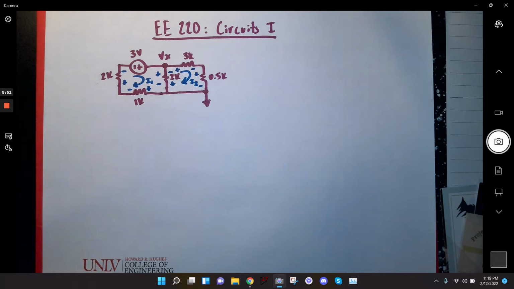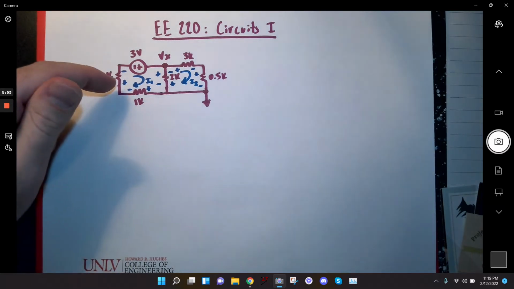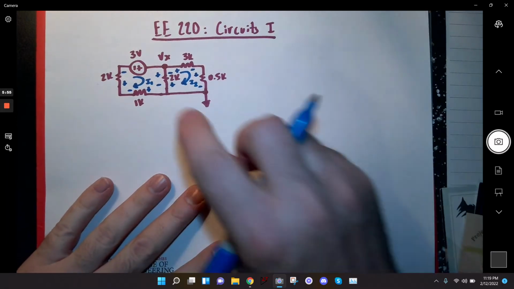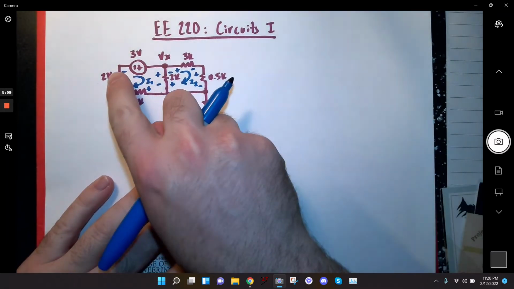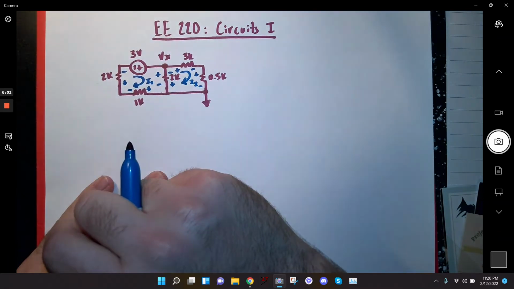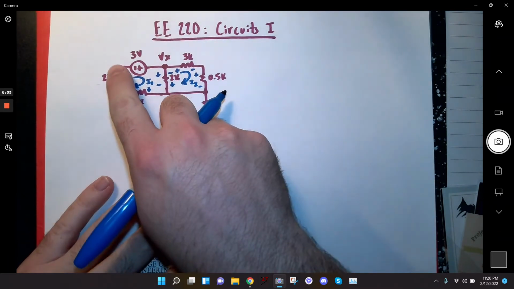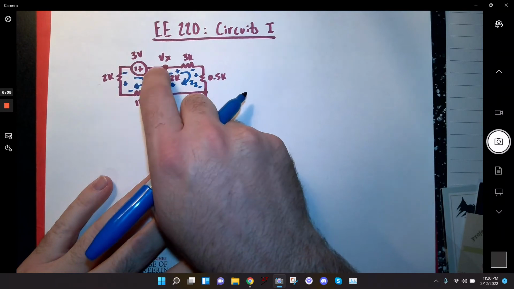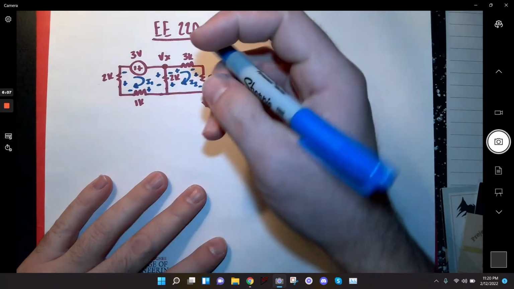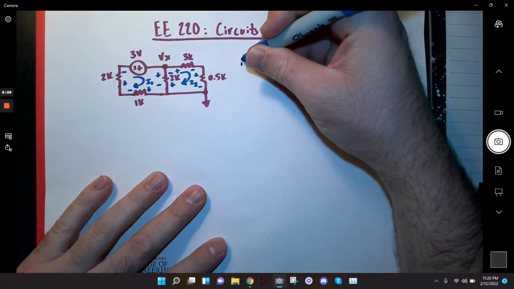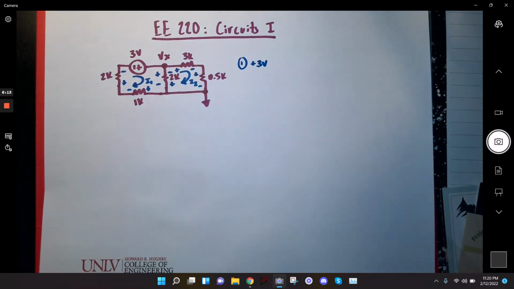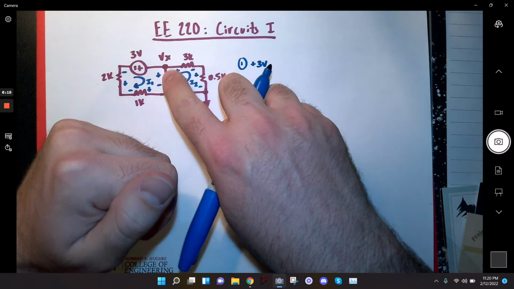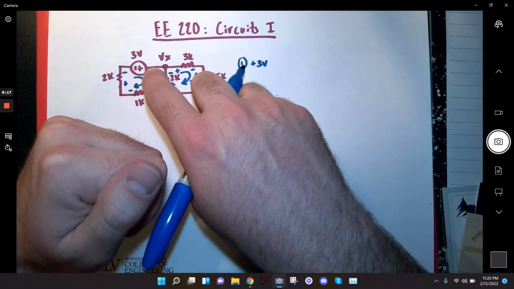We're trying to find Vx, and so I'll do an equation for this left side loop now. You can pick any node you want to start. So I'm going to pick this node right here because I like to go across voltage sources first, but you do not have to do that. So when I go across the voltage source, right, I'm going up by 3 volts. So I go ahead and write plus 3 volts, right? Now I go across this 2K, right? I'm going in the direction of the current.